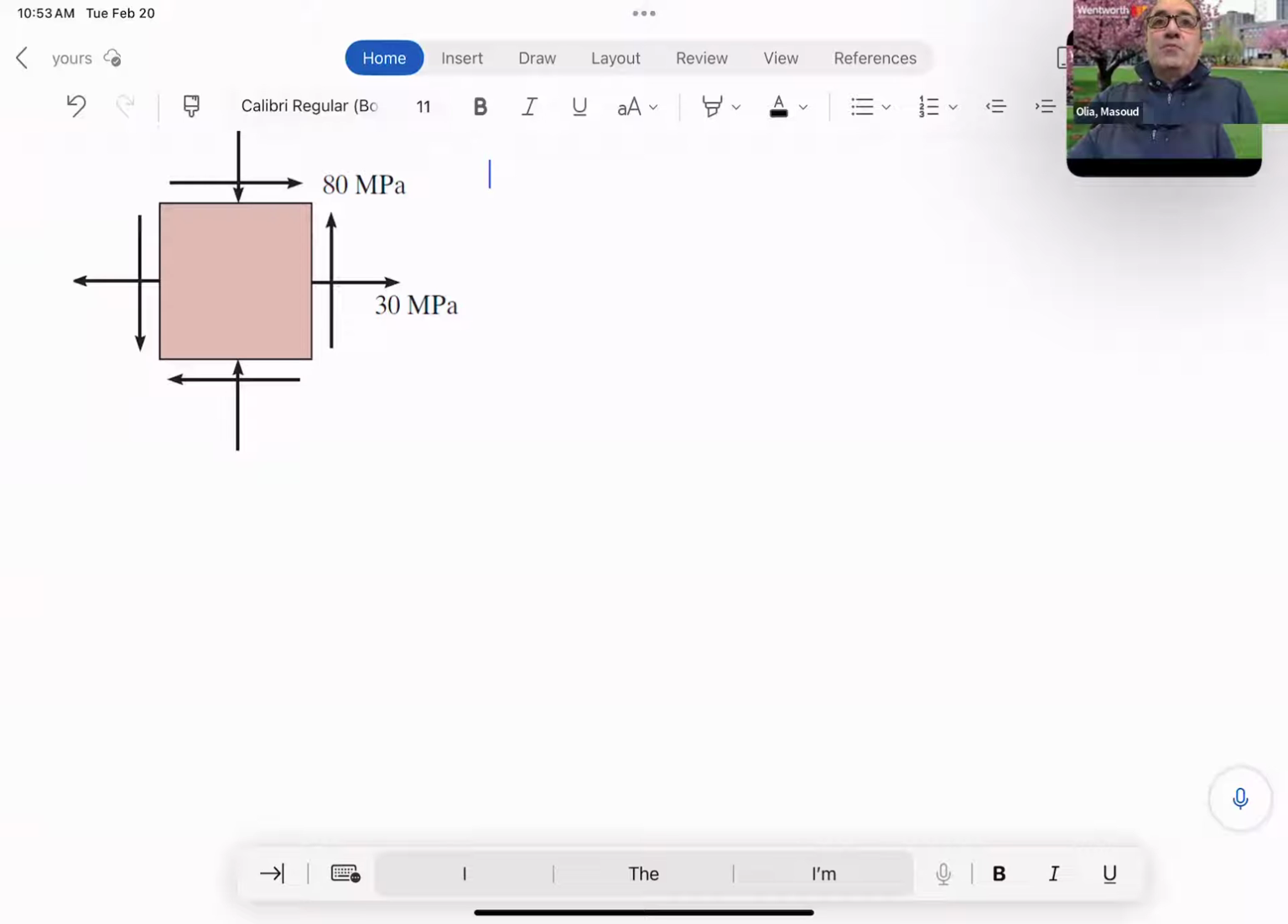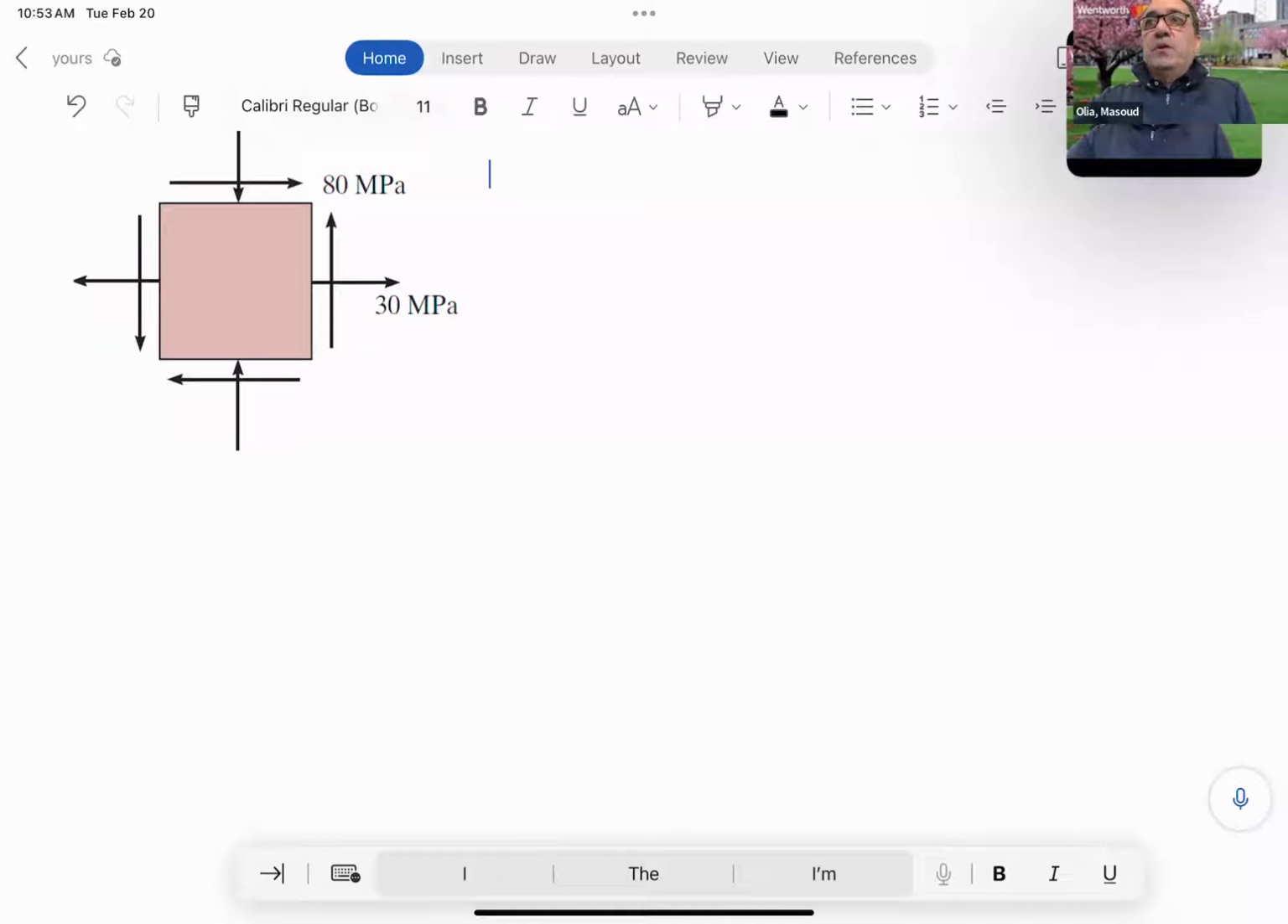I decided to do a problem on the subject of mechanics of materials, related to the topic of principal stresses using the graphical approach, which is basically the Mohr circle. So I have this stress element.